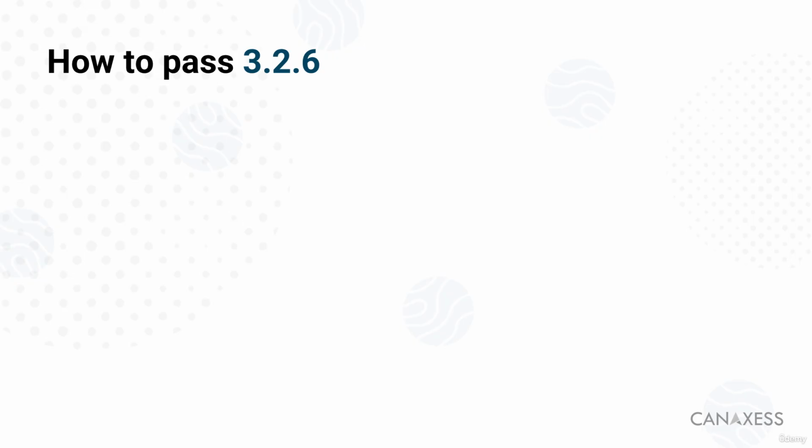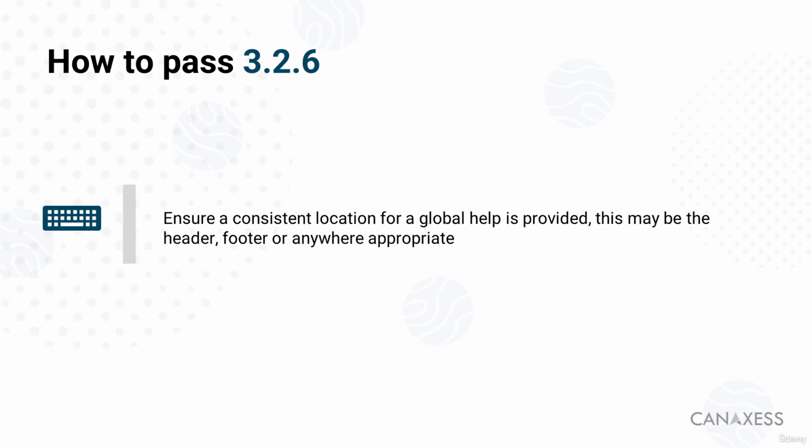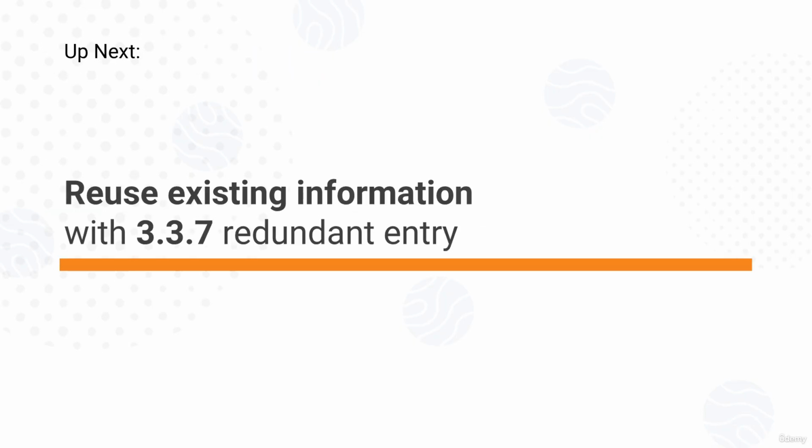How I recommend to pass this criterion. Ensure a consistent location for a global help is provided. This may be the header, footer, or anywhere appropriate. In the next unit, I'll look at 3.3.7 Redundant Entry, a single A criterion which discusses techniques for reusing existing previously entered information.